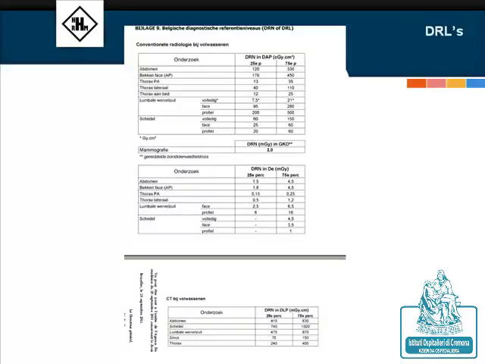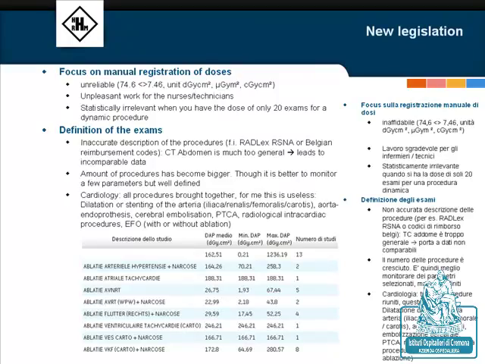Now, after 5 or 6 years of legislation, we managed to make DRLs. And these DRLs are really a very, very small part of the radiology. So the only thing we have is classical X-ray, like thoraxes, chest, abdomens, lumbar spines, skulls, and we have also a little bit about CT, the DLPs. Now, it's a focus on manual registration.